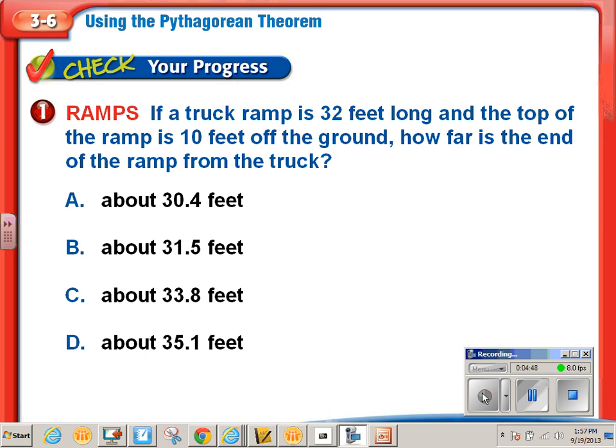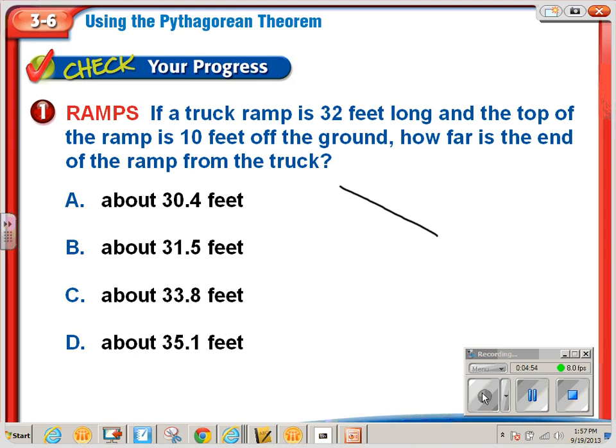So for your check your progress, it says if a truck ramp is 32 feet long, I'm going to draw a picture. And the top of the ramp is 10 feet off the ground. So you imagine here's the ground. It's going to be 10 feet off the ground. How far is the end of the ramp from the truck?